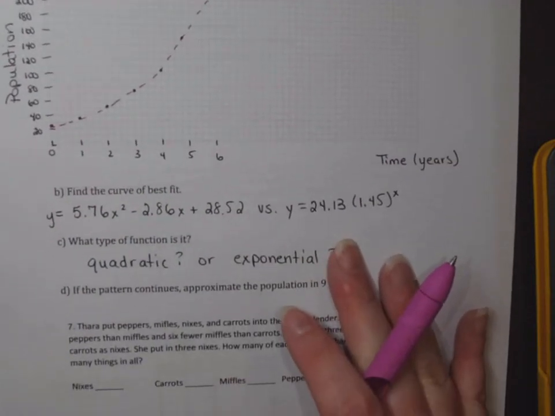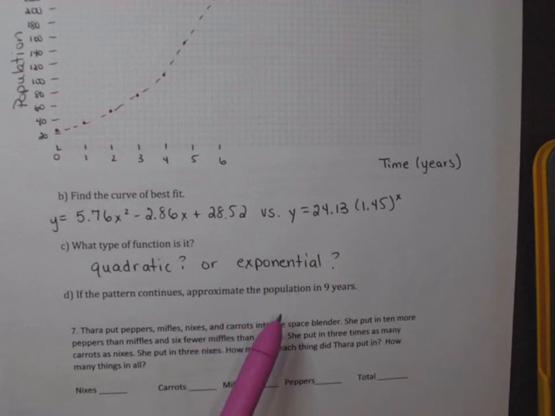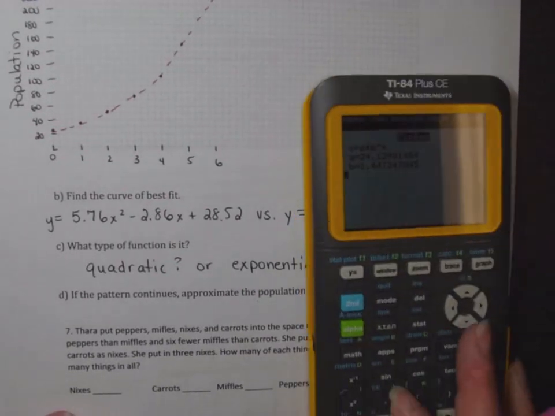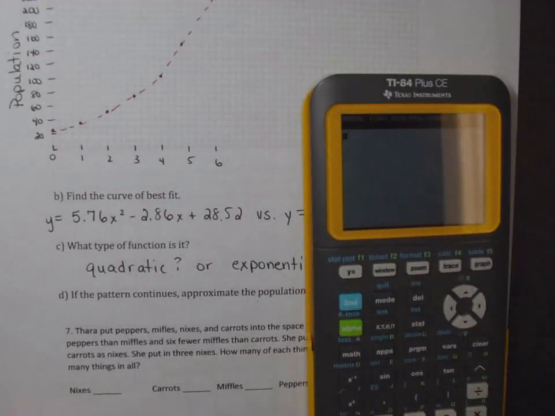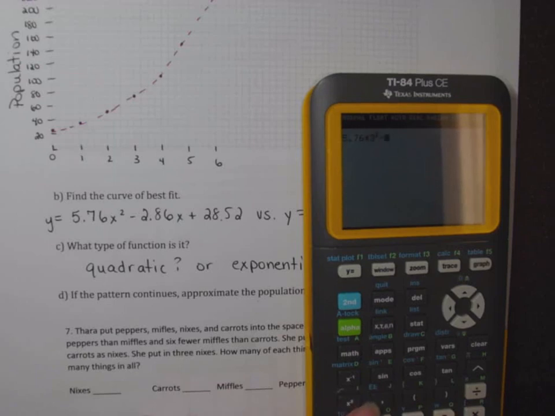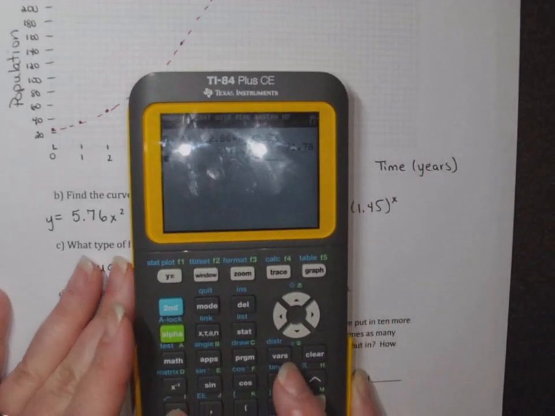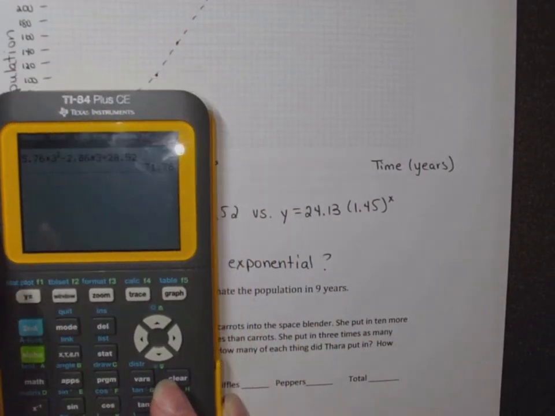So the best way for you to pick out the correct one would be to test some values. I'm just going to pick a couple, like 3 years and 5 years. So let's check it out. Let's try 3 years, and let's try the quadratic one first. So 5.76 times 3 squared minus 2.86 times 3 plus 28.52. Notice the answer for 3 is supposed to be 74. We get 71.78 here, so sort of reasonably close.